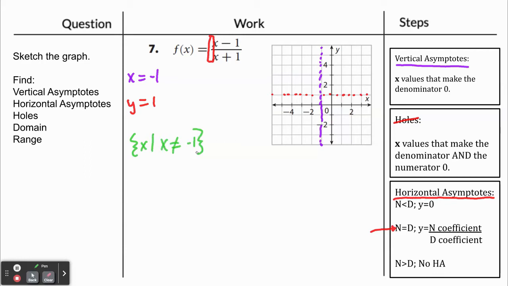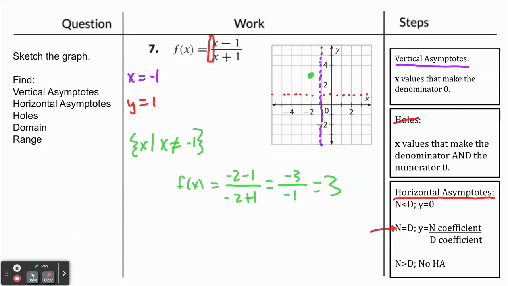So what that means is to sketch this graph, we've got to know what's happening on the left side of the vertical asymptote and what's happening on the right side. To do that, I'm just going to plug in a number. So f of x equals -2 minus 1 over -2 plus 1. See what that does. -2 minus 1 is -3. -2 plus 1 is -1. So that's 3 there. So when we have -2, 3, that lands right here.